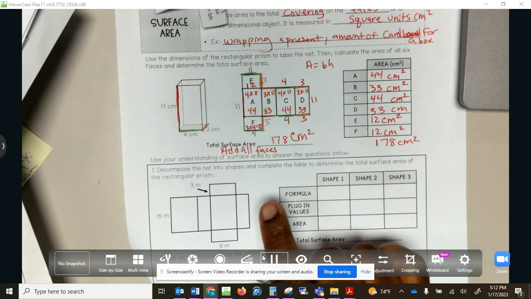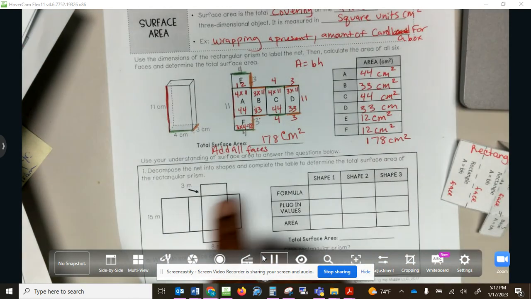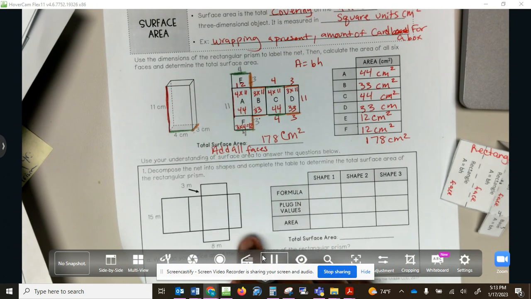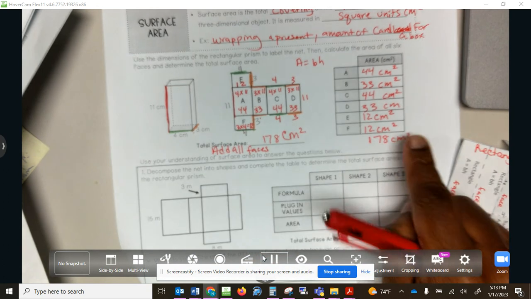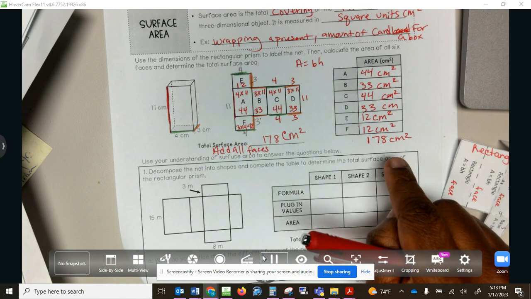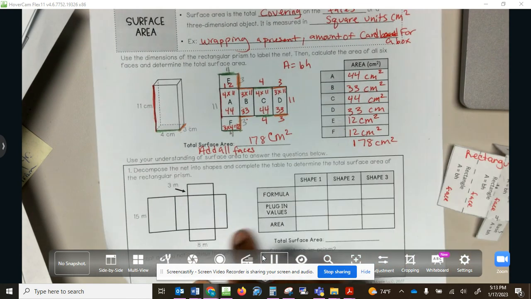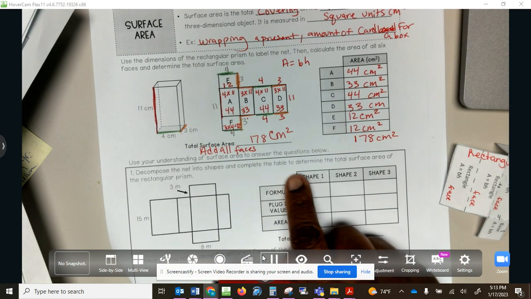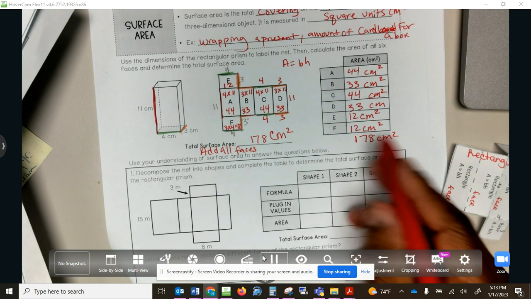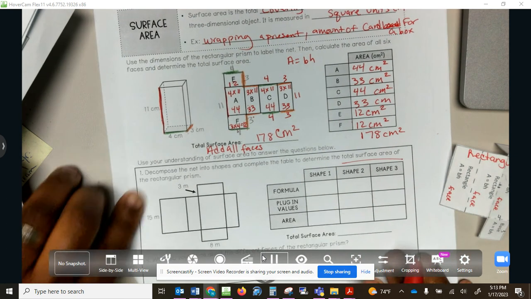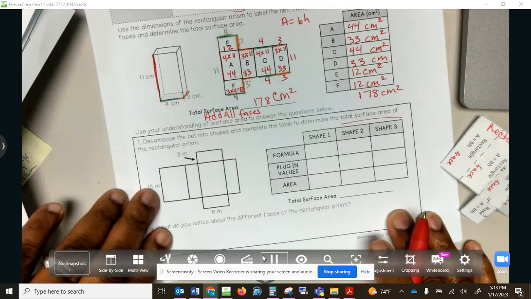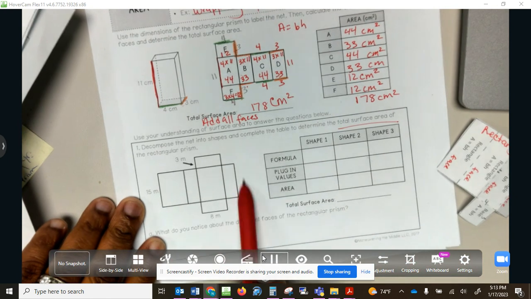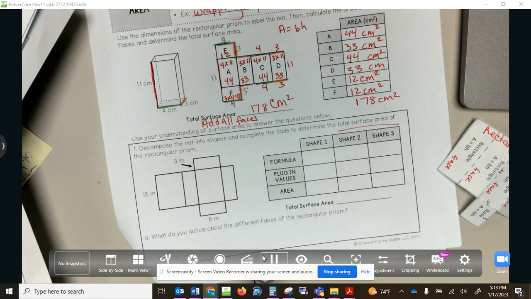Now, I know that seemed like a lot, but this is why I gave you the shapes beforehand so we can look at it and talk about it, because there's a shorter way to do that as well. Let's keep going. We're going to decompose the net into shapes and complete the table to determine the total surface area of the rectangular prism. So again, if it's total, that includes everything. Nothing is left out. We'll talk about lateral in just a moment.